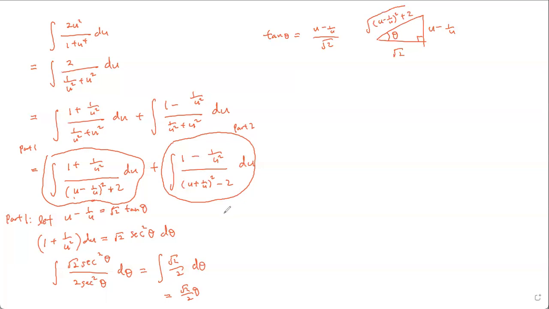Theta is, okay, actually I just realized that I don't have to do that. So root 2 over 2 theta, right? Because I already know that tangent theta is this. So theta is just tangent inverse of u minus 1 over u divided by root 2. I don't know why I went through the trouble. So this is simply just root 2 over 2 tangent inverse of u minus 1 over u divided by root 2.